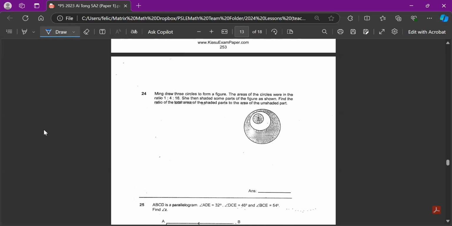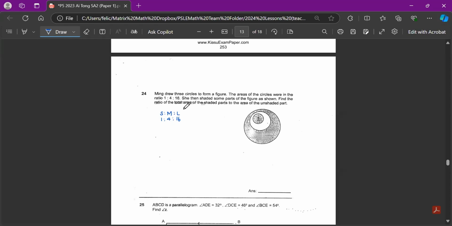Okay, Bing drew three circles to form a figure. The areas of the circles were in the ratio 1 to 4 to 16. Let's call it small, medium, large circle. Small, medium, large circle, so 1 to 4 to 16. She then shaded some of the parts as shown in the figure below. If you notice, what she shaded is the small circle and also this big portion here, but it's not the full big circle that she's shading.